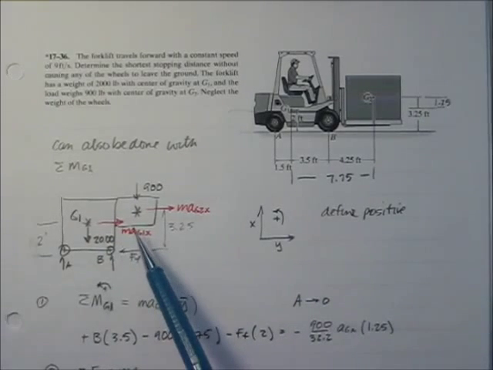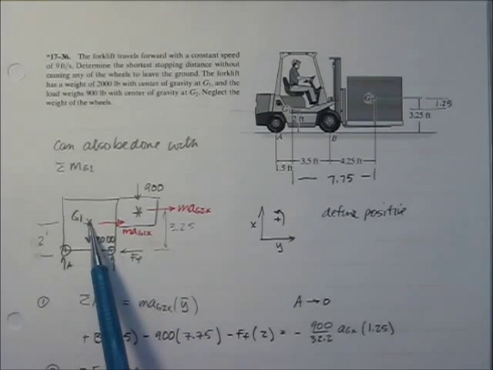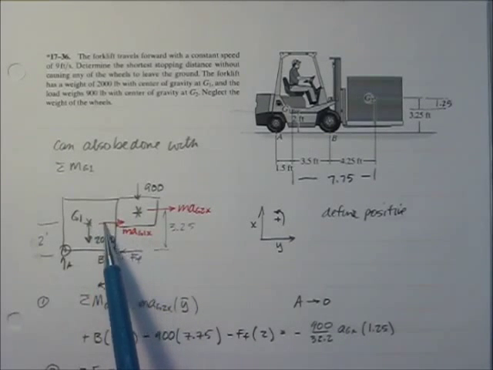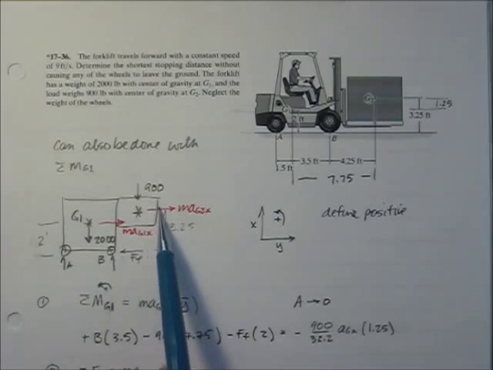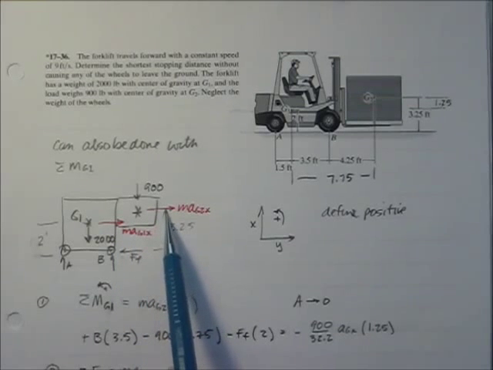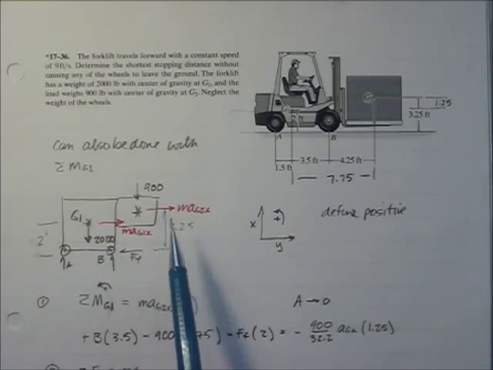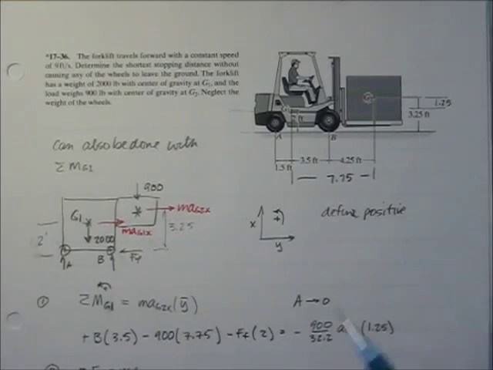Now here's something to note. If I sum moments about this G, the mass times acceleration of this mass goes through that G. So the only thing I have on the right side of the equation is this vector times this lever arm, just that piece of it right there, which is 1.25. You can see from the picture right up there.